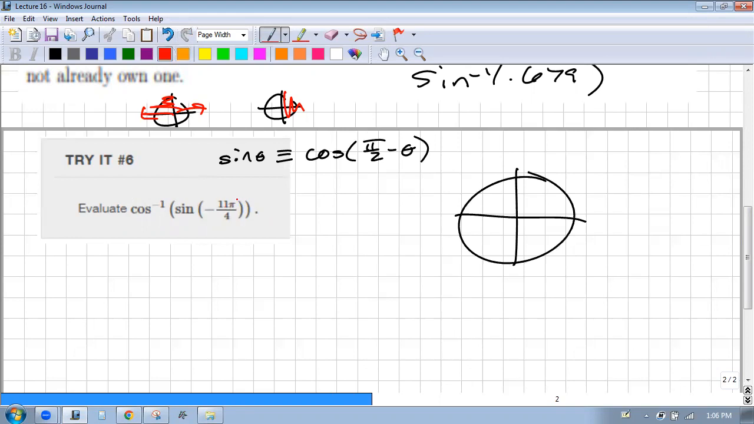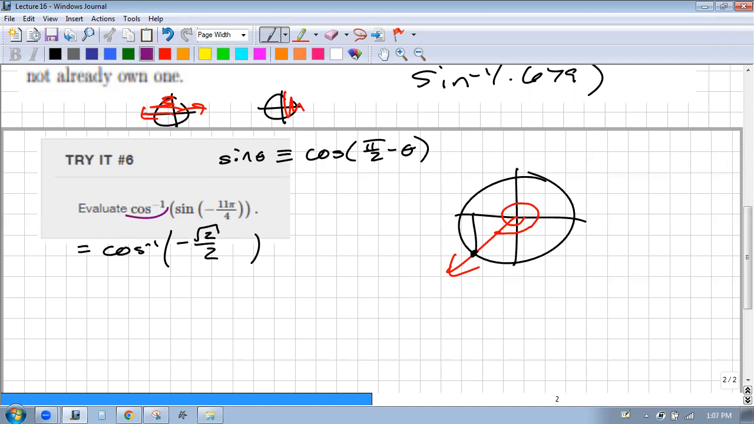So negative 11 pi over 4. Here's negative 8, 9, 10, 11. There's the angle negative 11 pi over 4. And so sine of this is just the y coordinate there. The y coordinate is negative root 2 over 2.